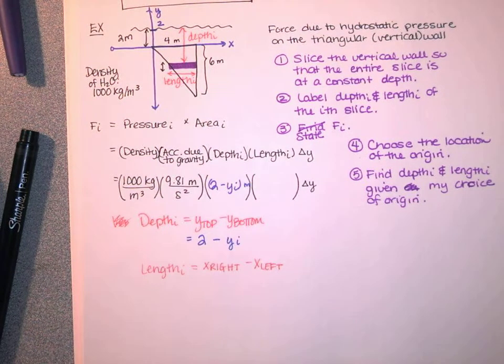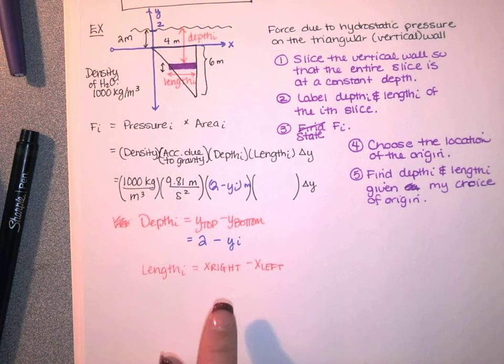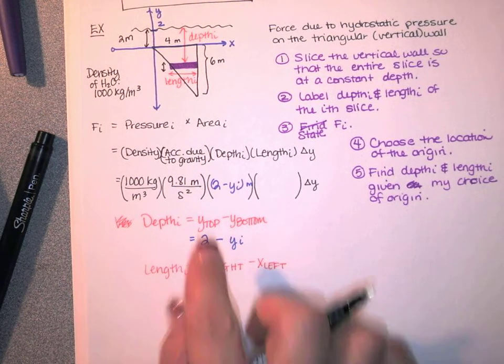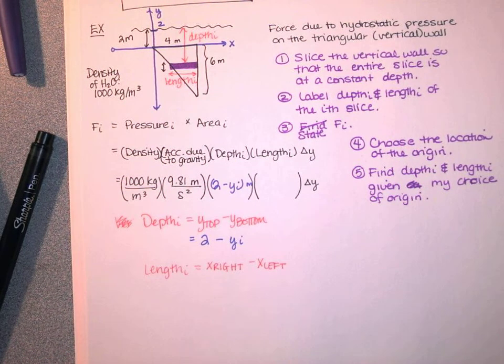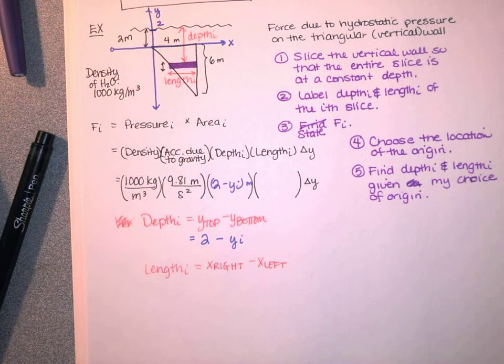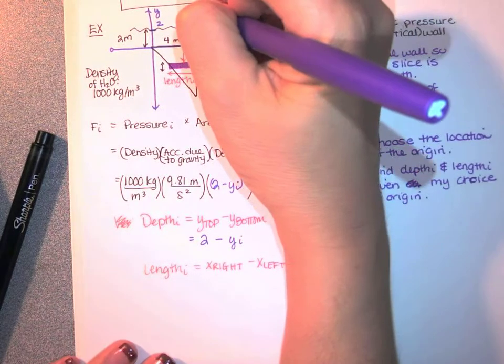And because there was no symmetry, this is a little bit more challenging to calculate than the last one. With the last one, because of symmetry, the length was 2x and we just needed to find x in terms of y. This time I've got x on the right minus x on the left. It's still not too bad. Let's think about it. What is x on the right?